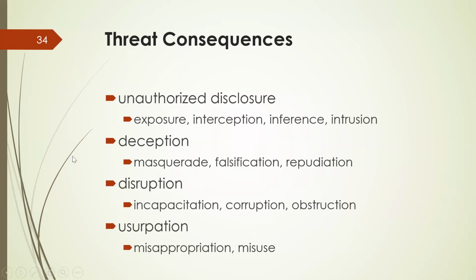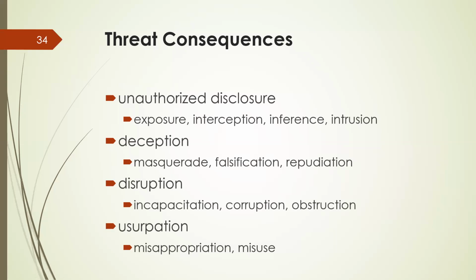Threat consequences. Unauthorized disclosure is one of the consequences when we breach confidentiality. When we breach integrity, we will have deception. And hence when we have masqueraders, falsification, repudiation, these mean exactly one and the same. Repudiation means masquerading, it means falsification.